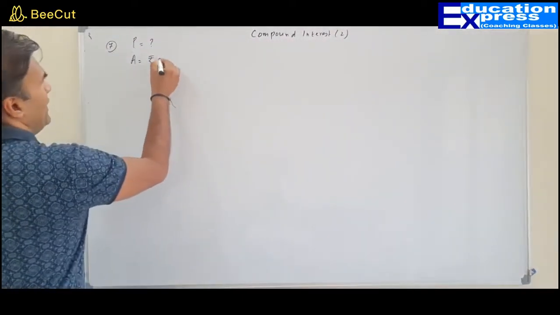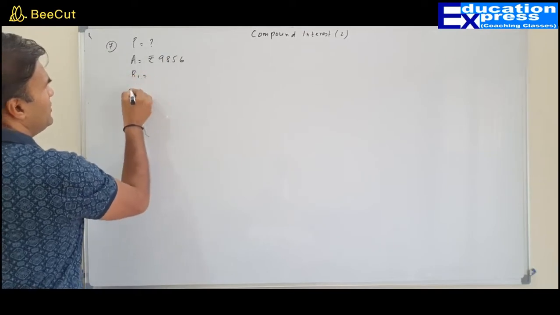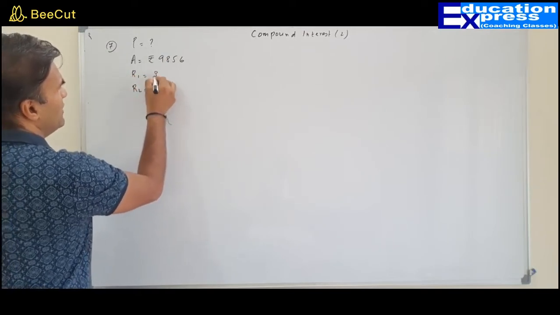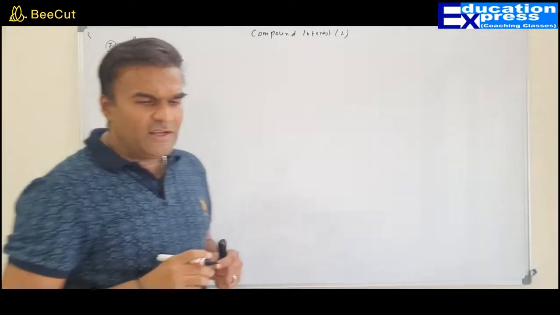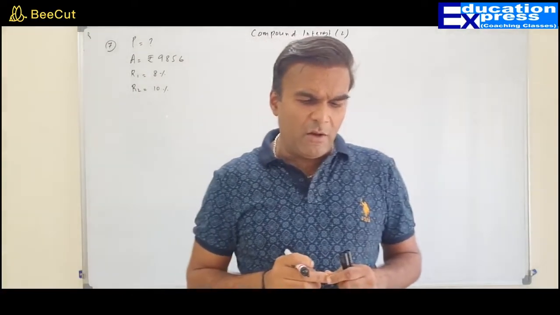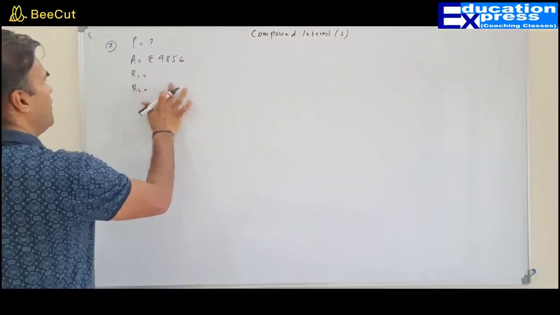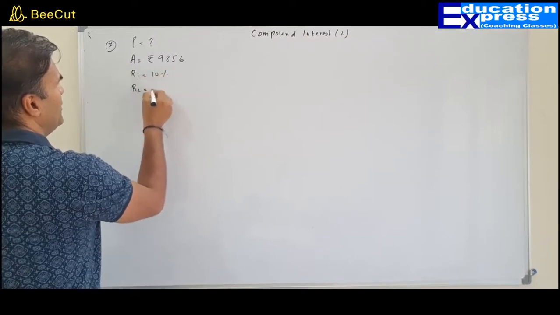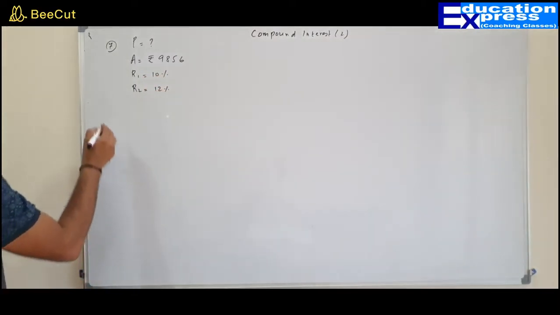So 9856. What about the rate of interest? The rate of interest is given to us. So my dear friends, it's a very simple question, as we are aware of the formulas. The rates are 10% and 12%, so let's modify the rates. It's 10% and 12%. So here we go.